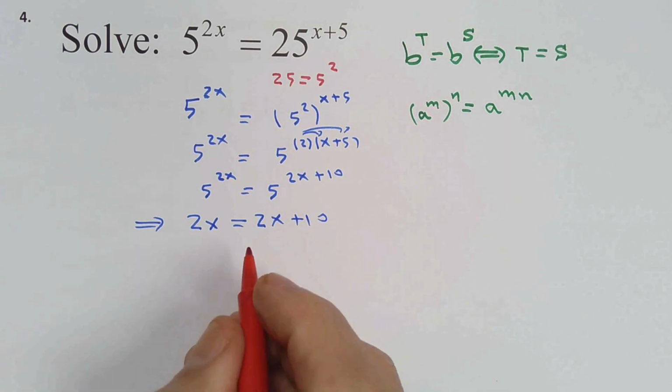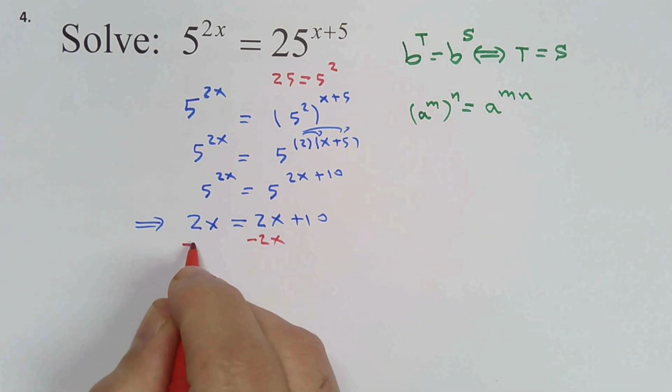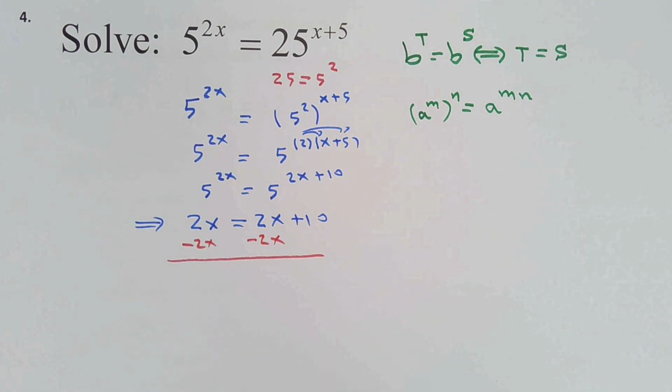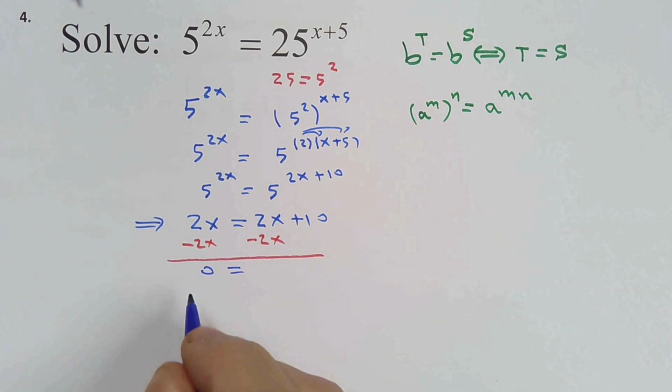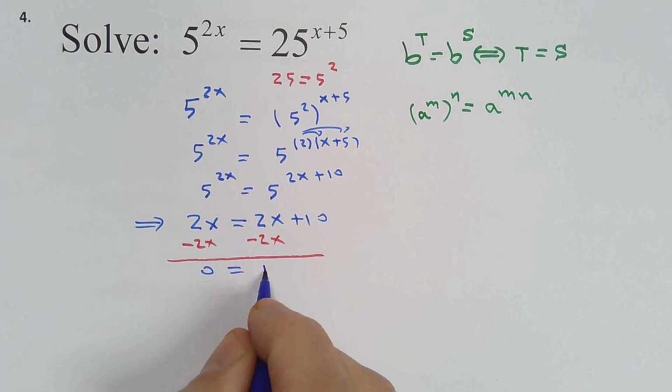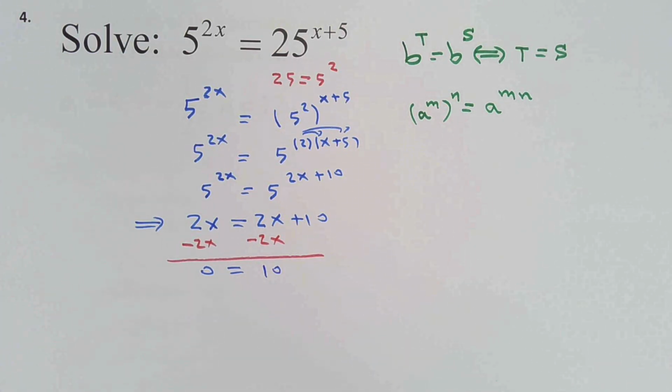Subtract 2x from both sides, and the left hand side is 0, the right hand side is 0 plus 10, which is 10, but 0 does not equal 10, so we say no solution. So the answer is no solution.